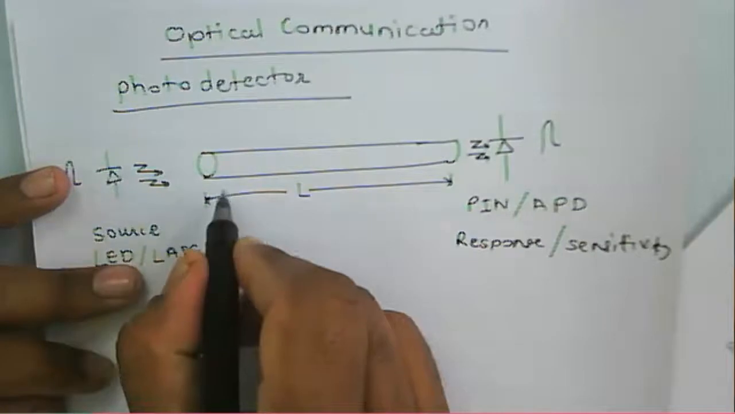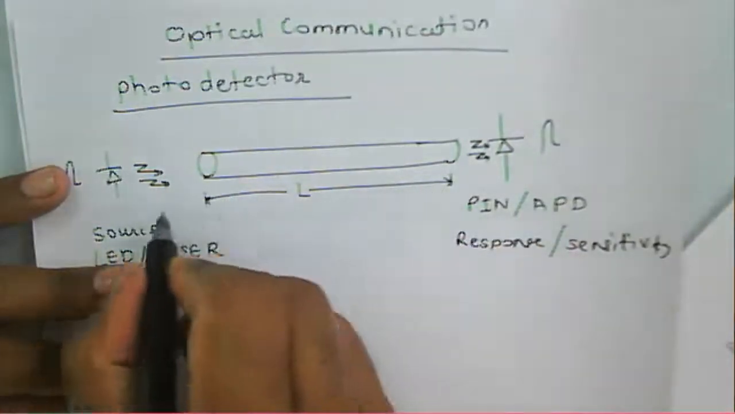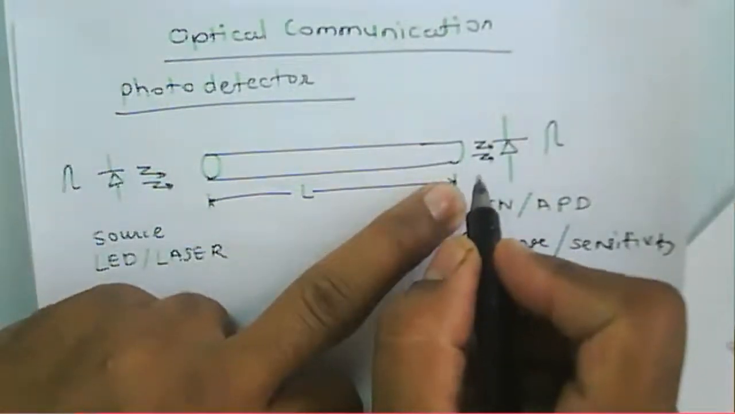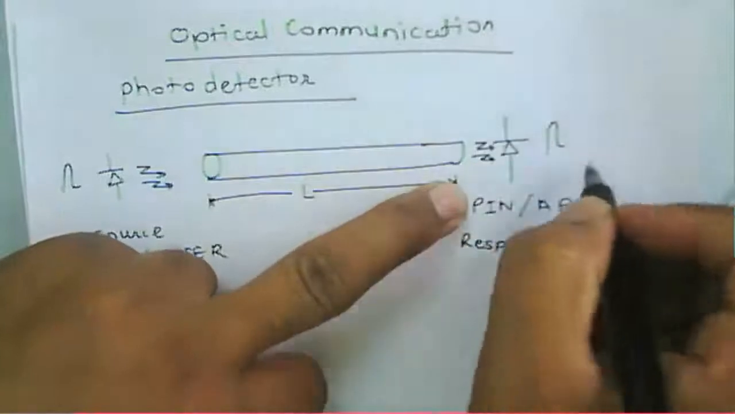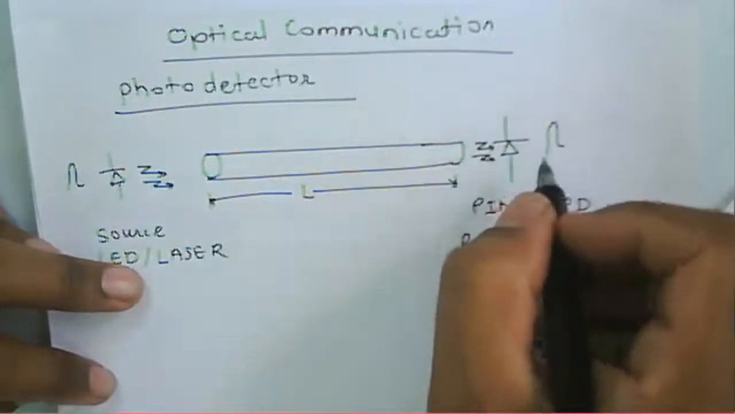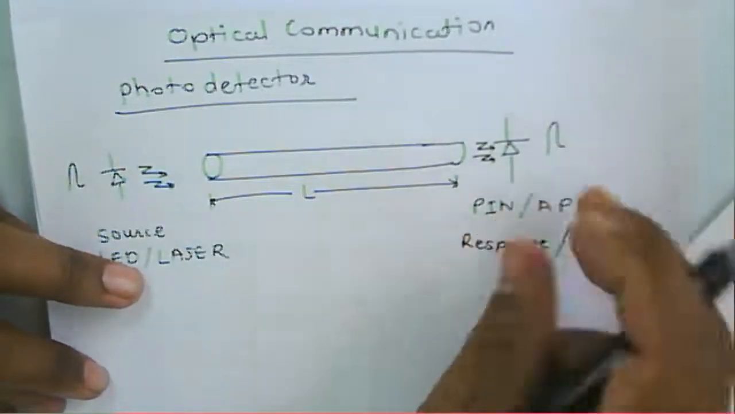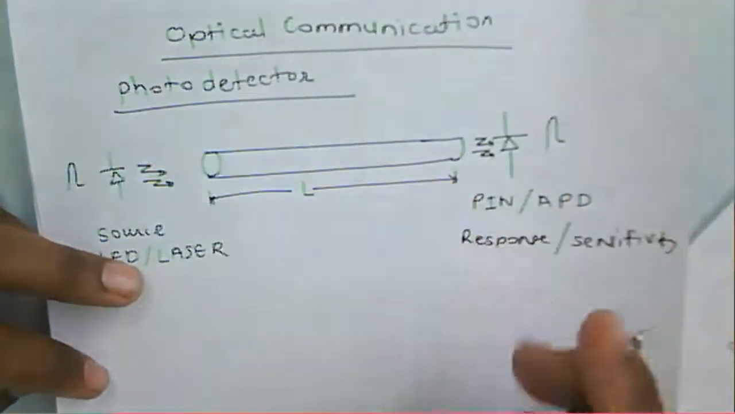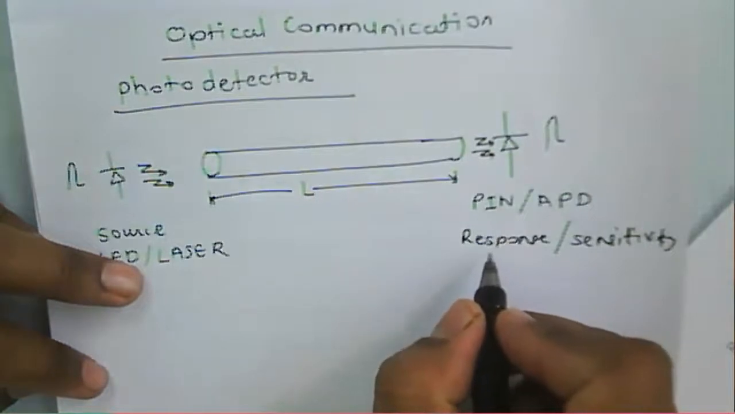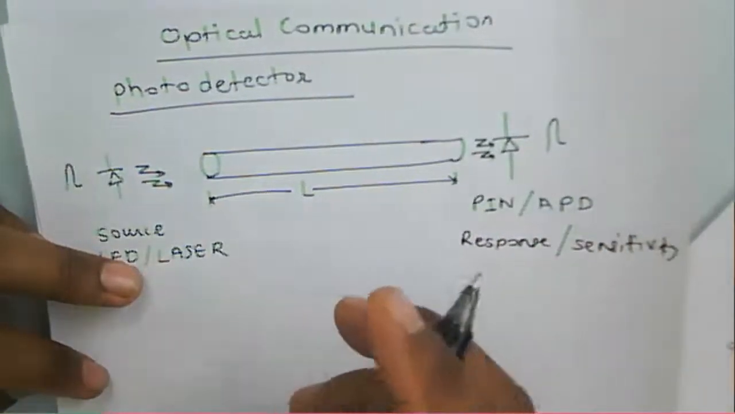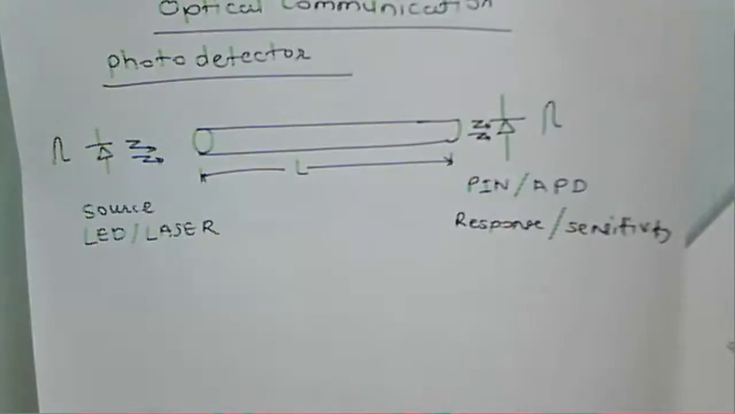Now, because the length of the fiber is large, the intensity of the signal will reduce. So we need a detector that will respond to very low light. If we want to obtain the performance of a detector, we need to talk about the responsivity of the detector. For a given light, it will generate a current. That is nothing but the responsivity of this particular detector.